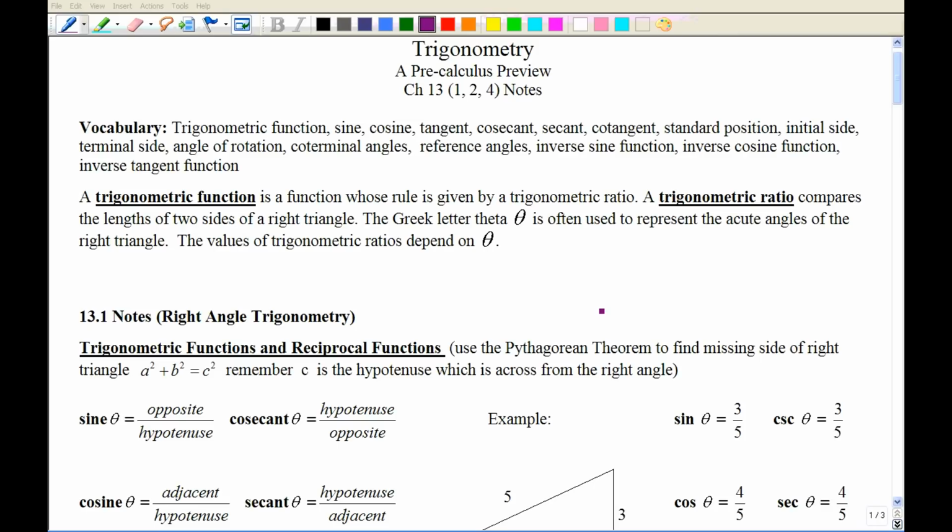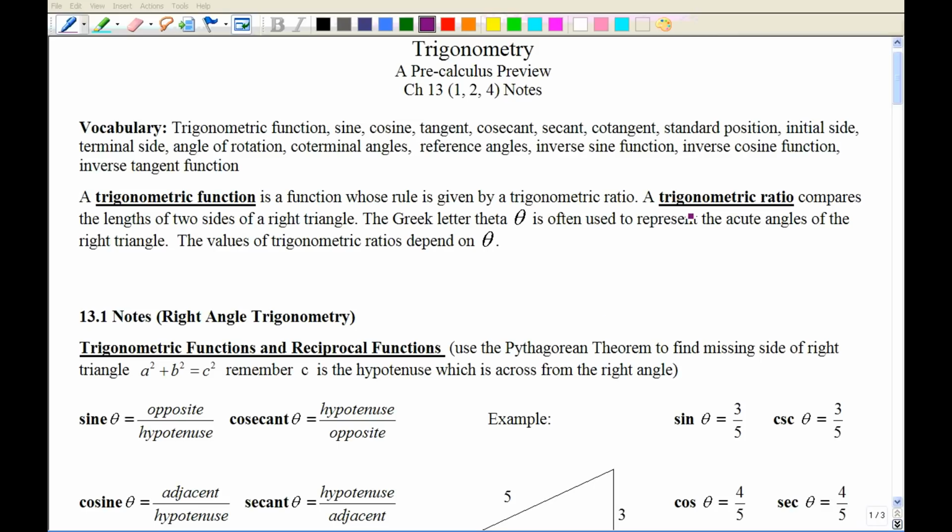Then we have a definition. A trigonometric function is a function whose rule is given by a trigonometric ratio. A trigonometric ratio compares the lengths of two sides of a right triangle. So we're going to be looking at a lot of triangles, or trigonometry. The Greek letter theta, which looks like a zero with a line through it, is often used to represent the acute angles of the right triangle. The values of trig ratios depend on theta.